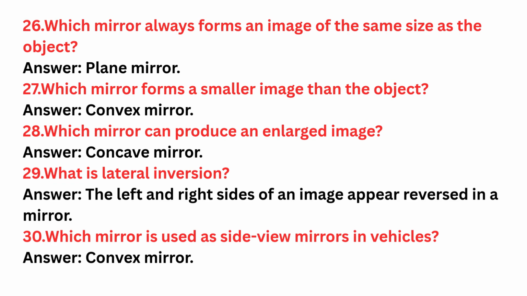Question number 26. Which mirror always forms an image of the same size as the object? Answer. Plane mirror. Question number 27. Which mirror forms a smaller image than the object? Answer. Convex mirror. Question number 28. Which mirror can produce an enlarged image? Answer. Concave mirror. Question number 29. What is lateral inversion? Answer. The left and right sides of an image appear reversed in a mirror is called lateral inversion.